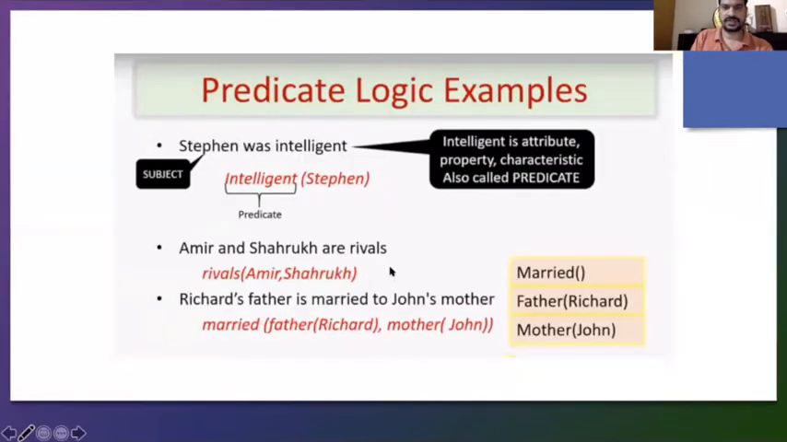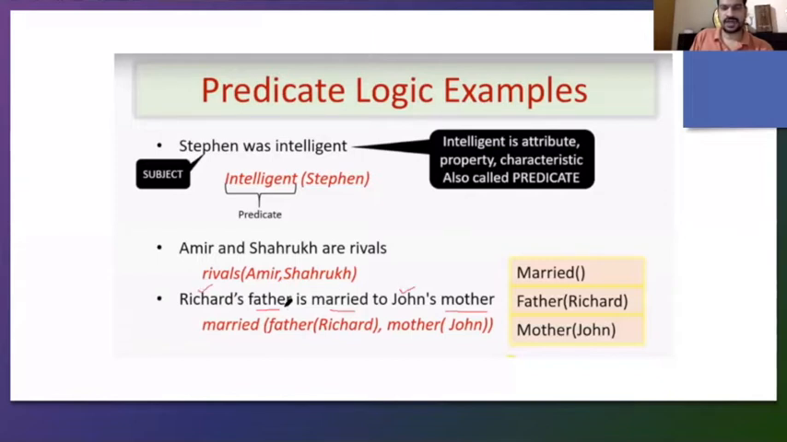Let's see some more examples so that you can understand it. The next example is Richard's father is married to John's mother. So here, what are the different predicates we have? Mother is one predicate, then father is another predicate, and married is another predicate. So we have three predicates. What are the objects we have? John is one object and Richard is one object.